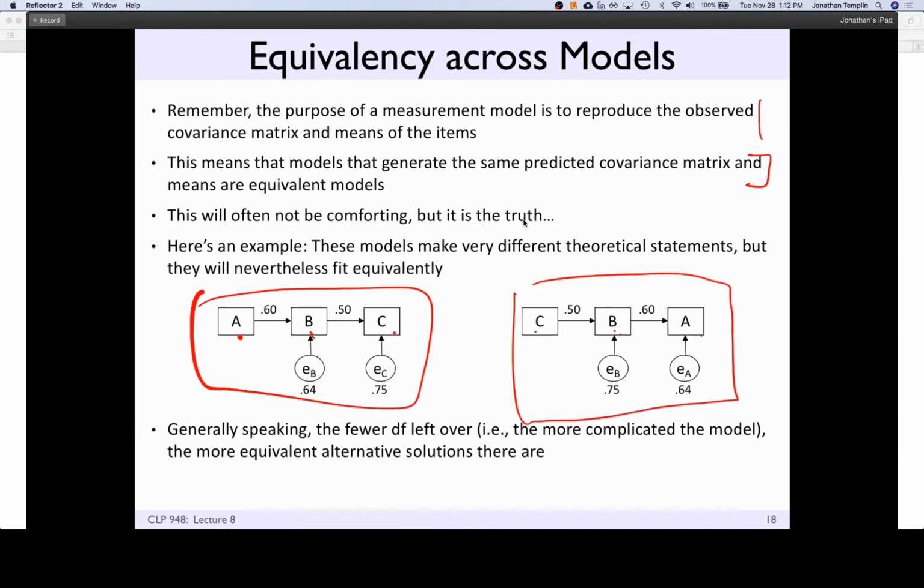The pathways are backwards. And this is part of the problem with mediation with cross-sectional data: how do you determine the instantaneous effect of one variable on another, or better yet, the indirect effect of one variable on another? Generally speaking, it's very difficult. You have competing models that will fit identically. So sometimes it's very hard to do this, but just realize it's possible.